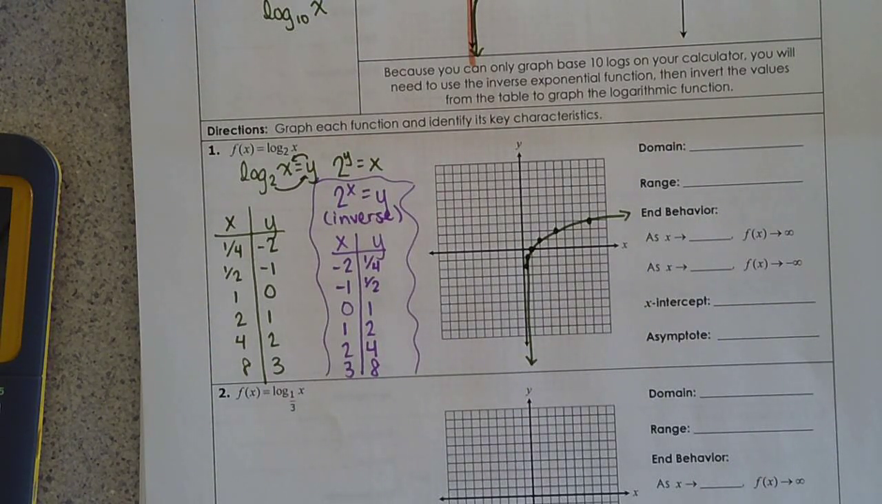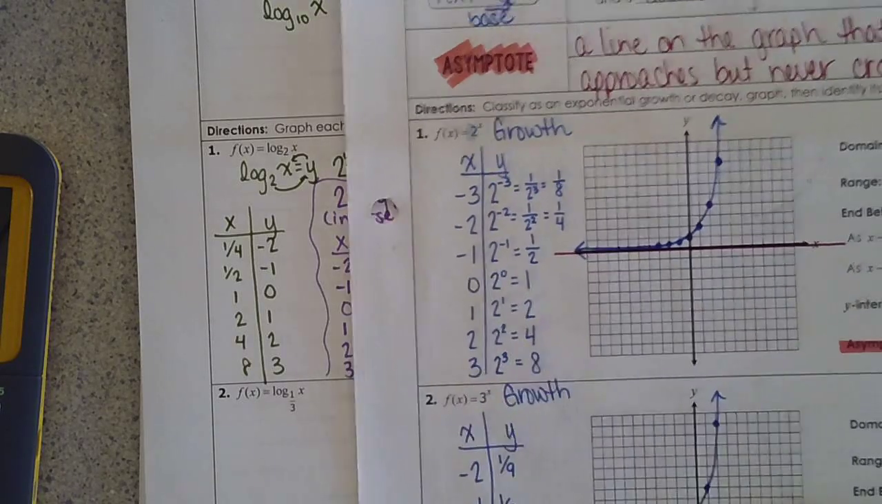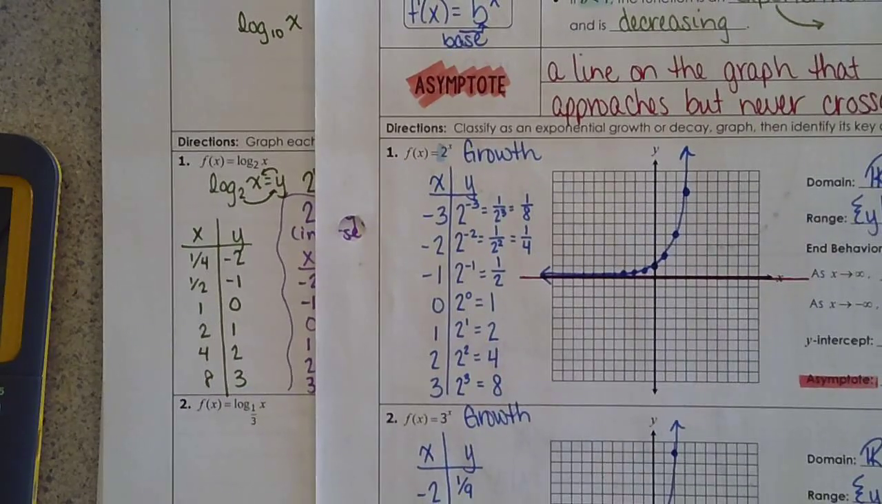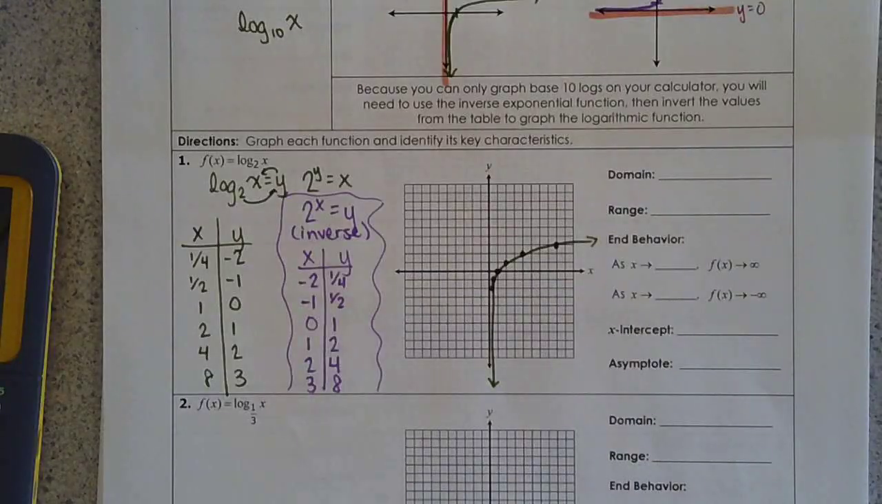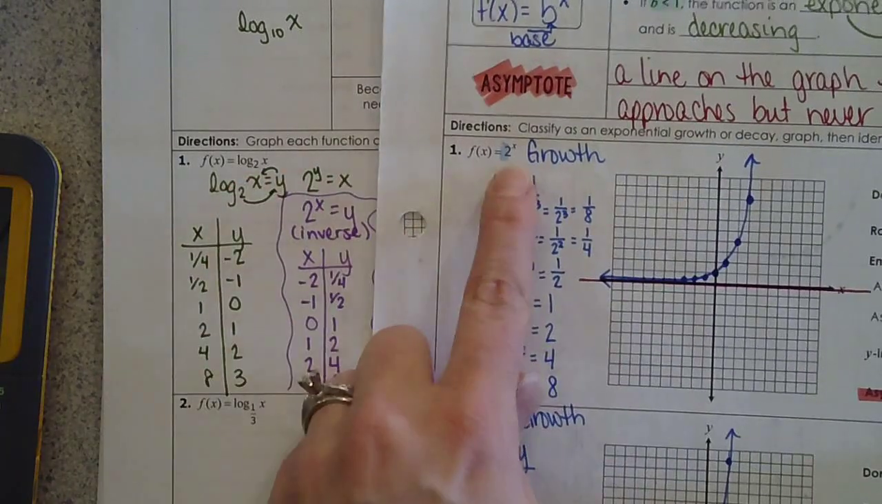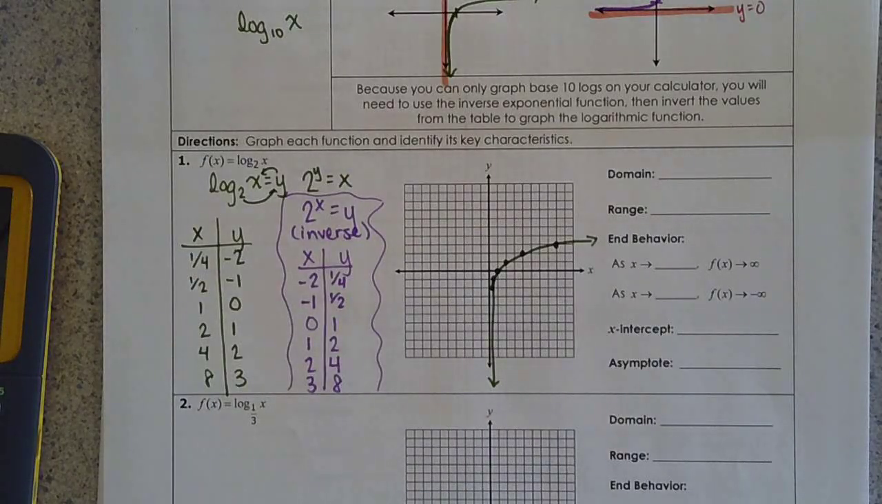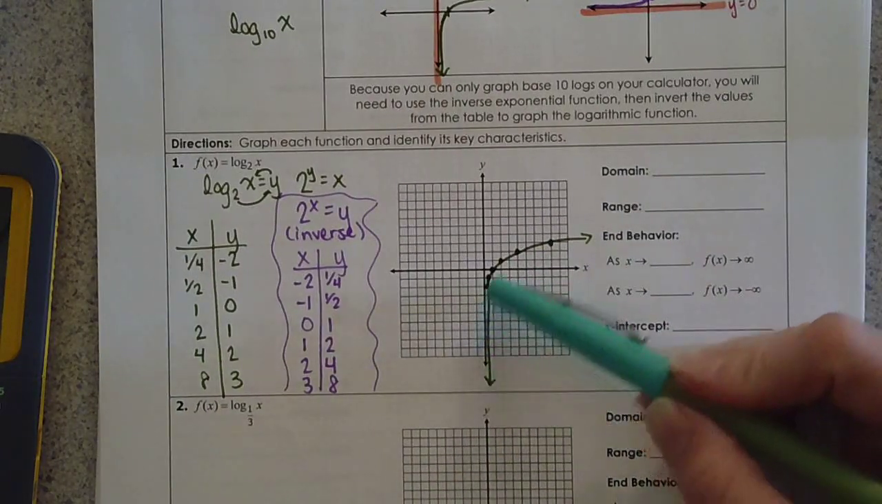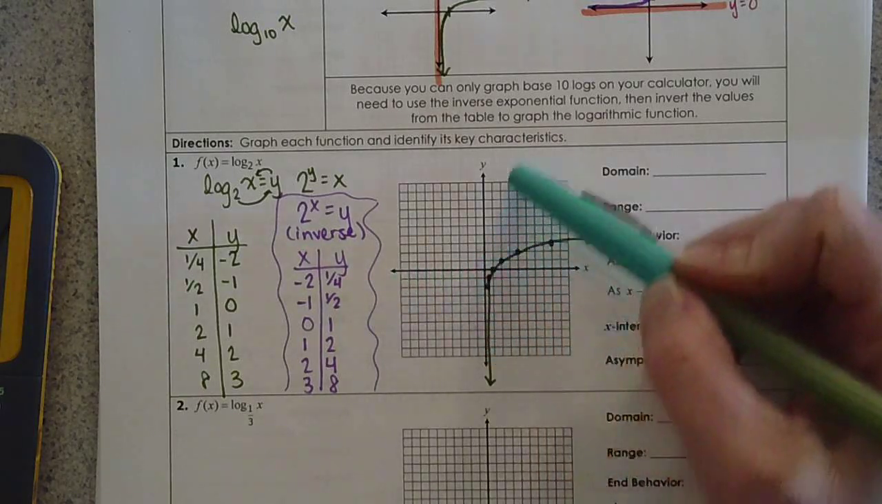Okay, now I'm just going to pull this out of my notebook because I think I have a 2 to the x graph right here, from the other day. And my log base 2 of x. Okay, so log base 2 of x and 2 to the x are inverses of each other. And so they go opposite ways.